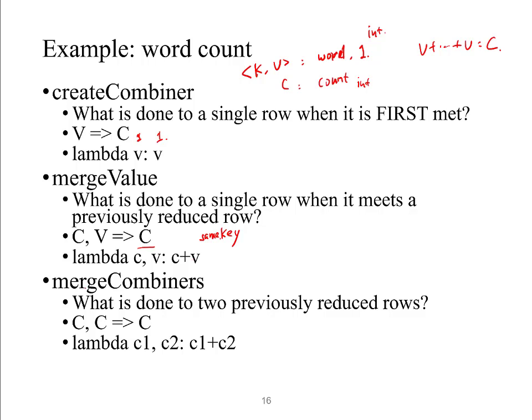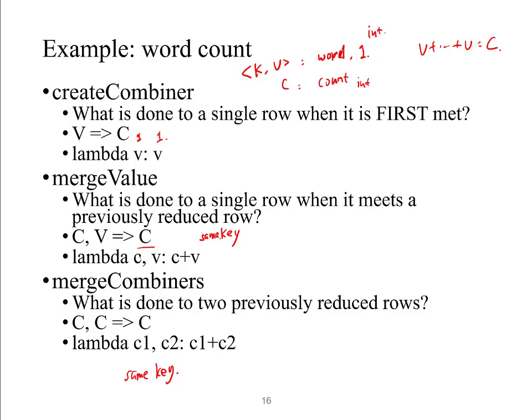And merge combiners answers the question of what is done to two previously reduced rows. So it's C1 and C2, and the output type is again C. We have C1 and C2, the counts of the same key from different partitions. What we do is add them up together to get the final count of that word.